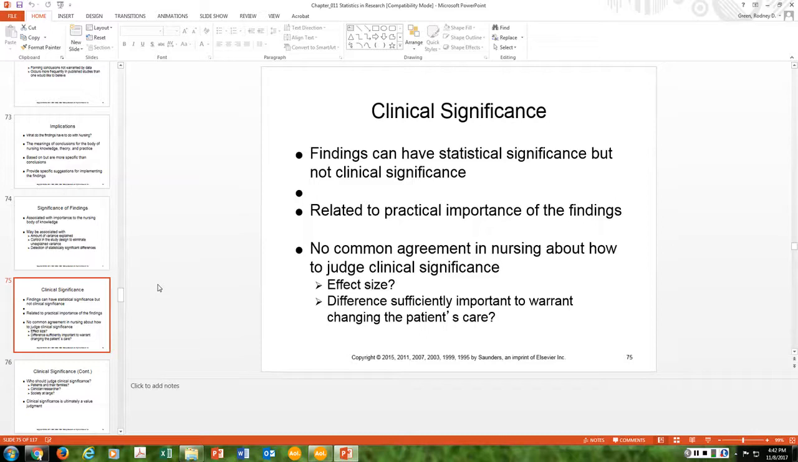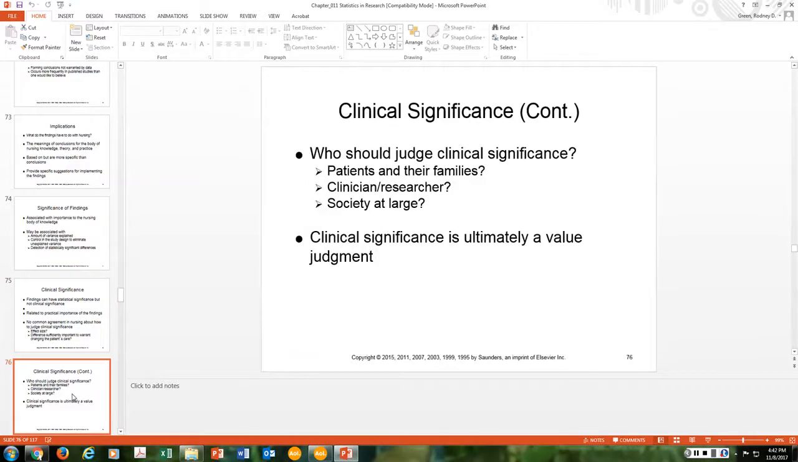What is the effect size? Is the difference sufficiently important to warrant changing patient care? Who should judge clinical significance? Patients and families, clinicians, researchers, society at large. I would say all three. It's a value judgment.